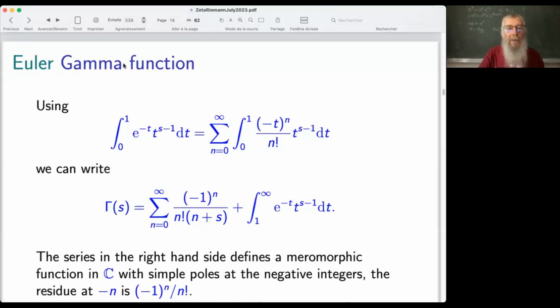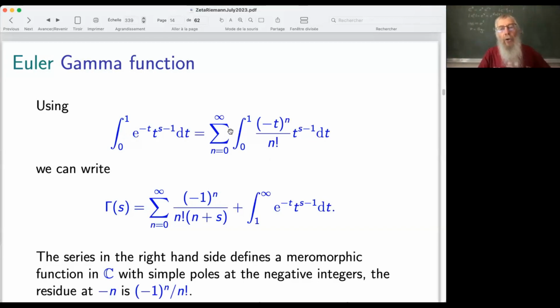The Euler gamma function is defined as the integral from 0 to infinity of exponential minus t times t to the s minus 1 dt. I told you that the integral from 1 to infinity does not give any problem of convergence. The problem of convergence is the integral from 0 to 1 of exponential minus t times t to the s minus 1 dt. And the idea to expand this is to expand exponential minus t as the series sum of (minus t) to the n divided by n factorial. This is exponential minus t.